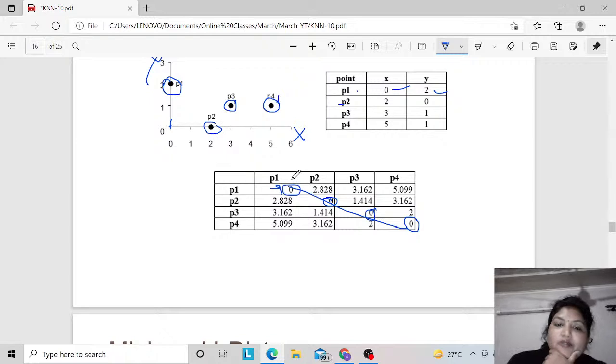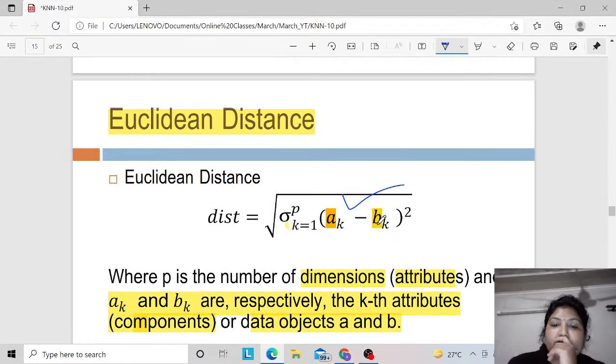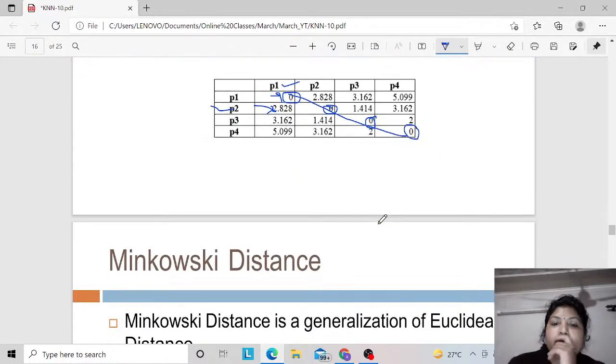Now let us get the distance from other points. This would be my P1 and this would be my P2, so you measure the distance, then P1 and P3. You have to calculate the distance for every point, applying this formula. Here we have calculated all the distances, and these are the values: 2.828, again 2.828, then 1.414, 3.162, 5.099, 3.162, and 2, right?